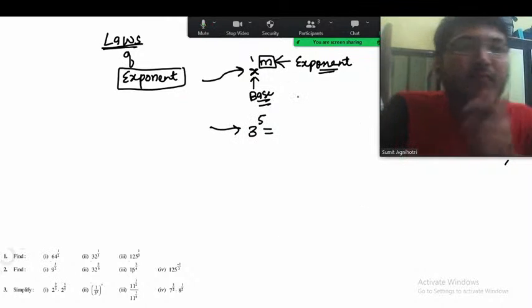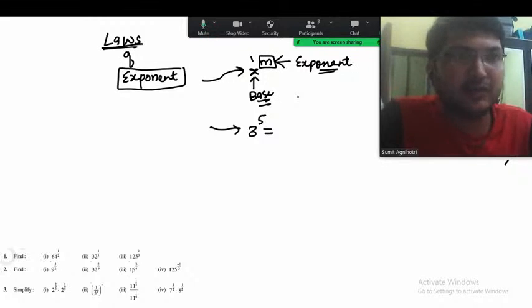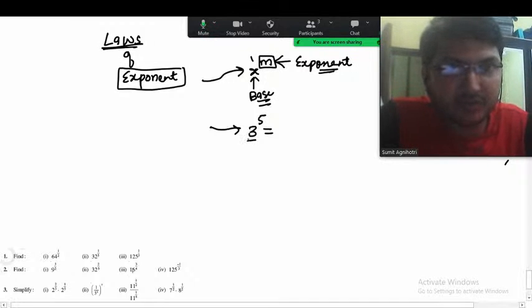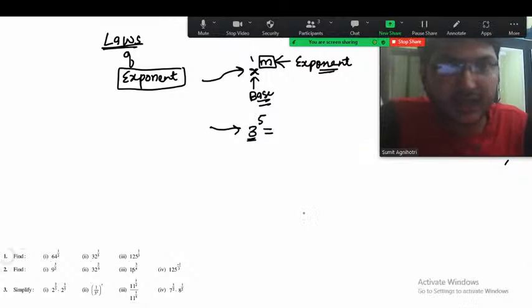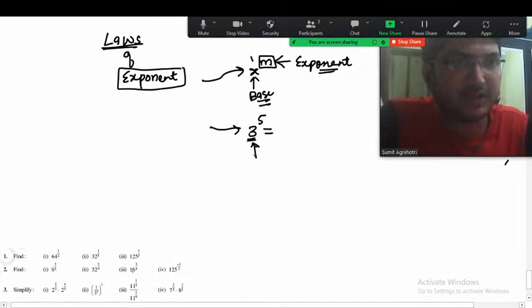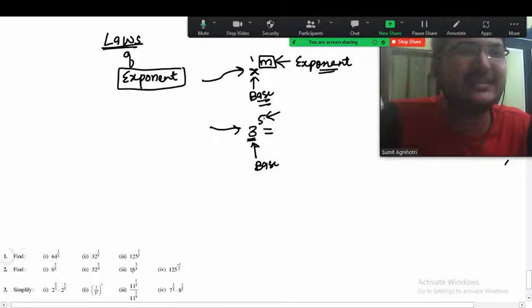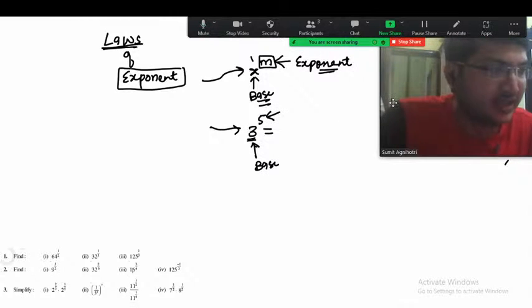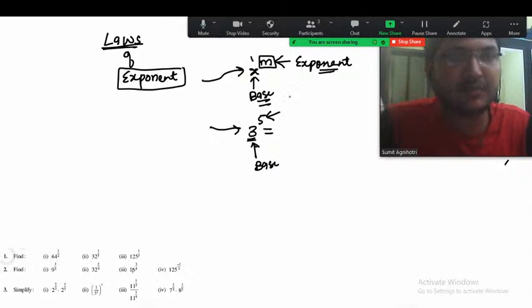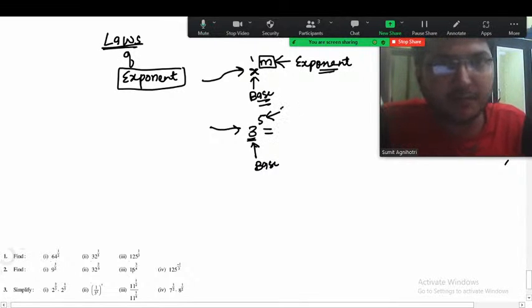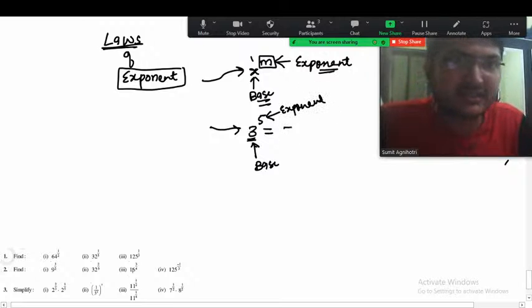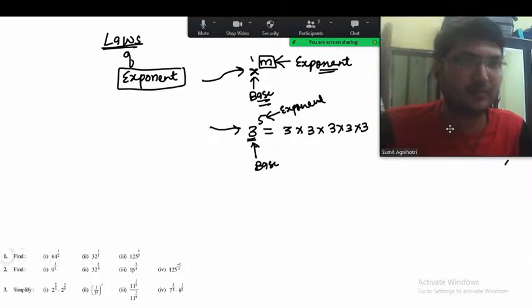If I'm writing 3 raised to the power 5, here I will call 3 my base and 5 my exponent. What does it indicate? It indicates the base is multiplied that many times. If I'm writing 3 raised to the power 5, that means the base is multiplied 5 times. This is the meaning of exponent that we must understand from today onward.